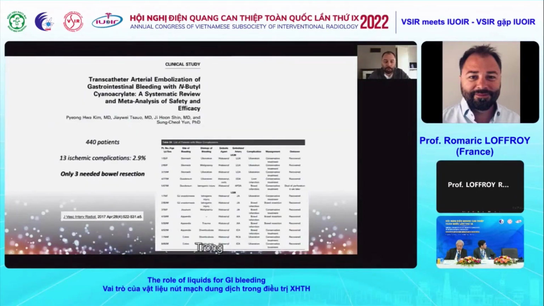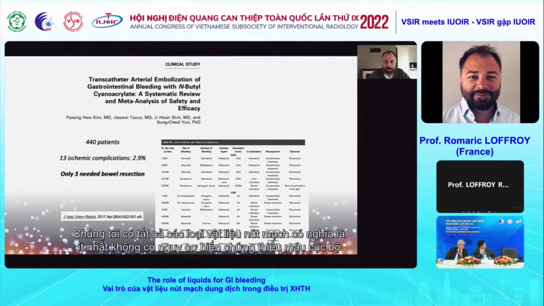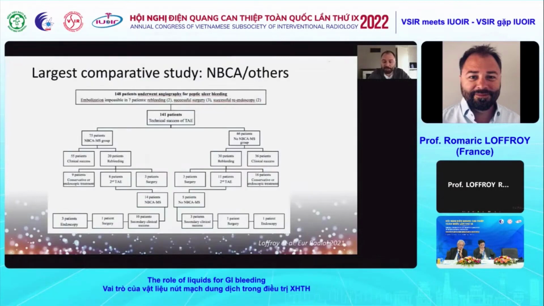And they showed that among 440 patients, they got only 13 ischemic complications, meaning 2.9%, with only 3 needed bowel resection. Whatever the territory, upper or lower GI bleedings, meaning that this is even less than what is reported in the guidelines from the CIRSE, with all types of embolic agents, meaning that at least there is no more risk of ischemic complications, 3 needed bowel resection among more than 400 patients. I mean, you cannot do less. This is very safe, as you can see.